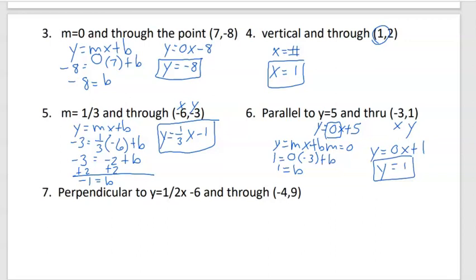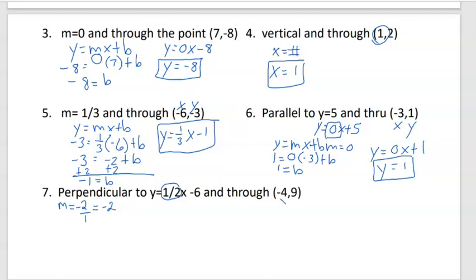Number 7: perpendicular to y equals 1 over 2x minus 6, passing through the point negative 4, 9. For this problem, identify the slope of the original equation. It is 1 over 2. We're looking at a line perpendicular to that, so we flip, we get 2 over 1. It was positive, so we have to change the sign. So negative 2 over 1 is just negative 2 for the slope.